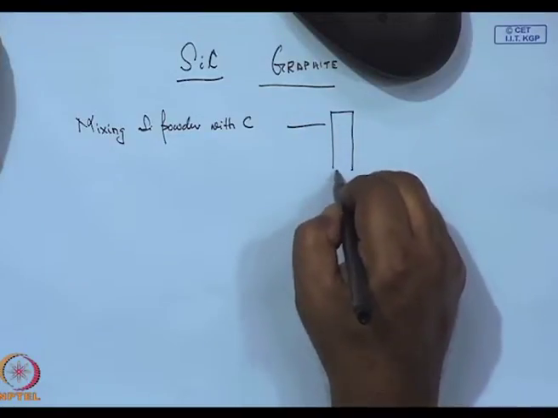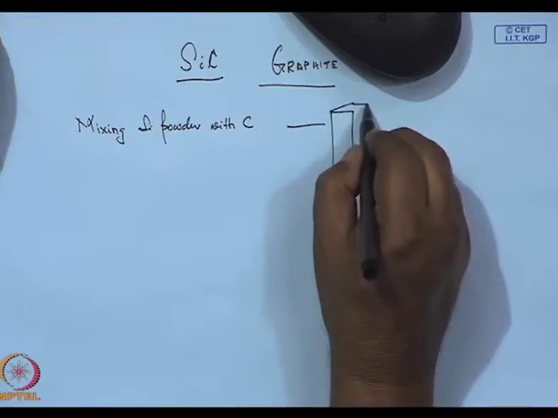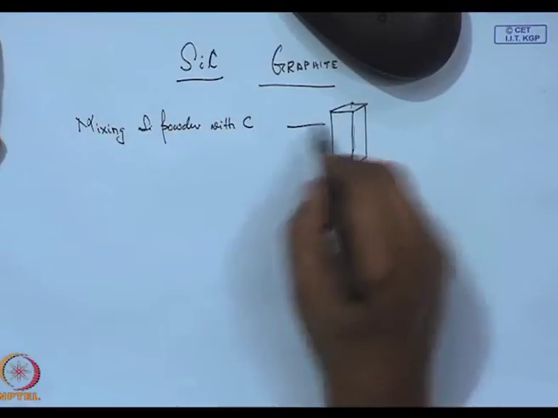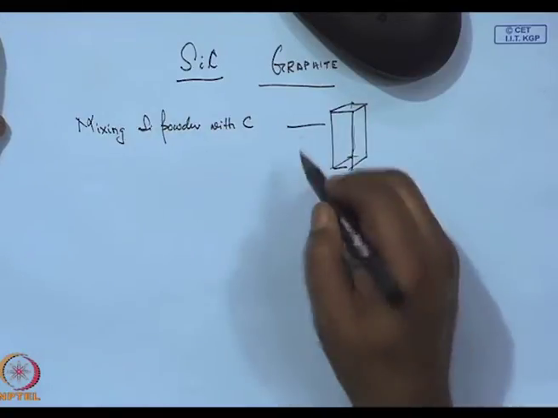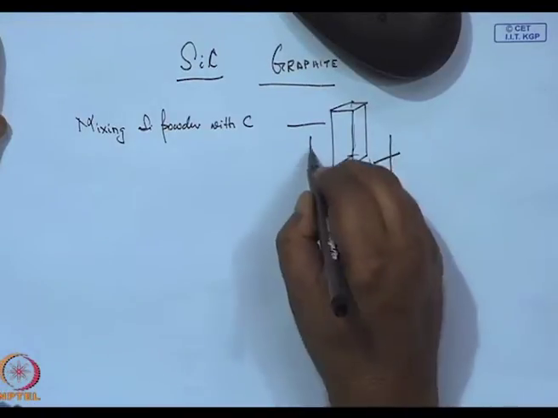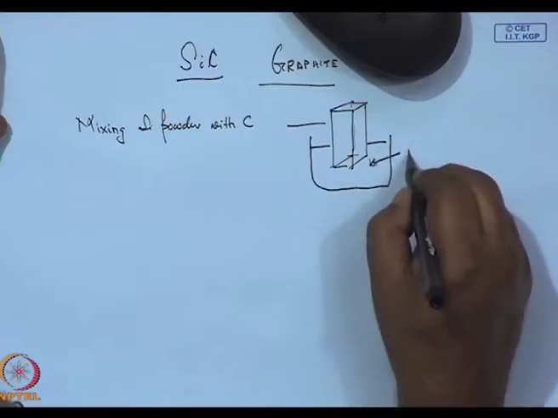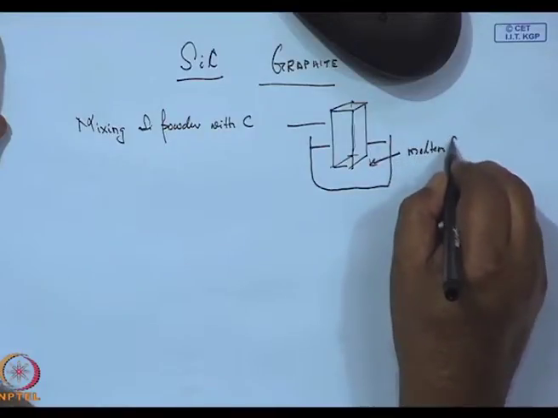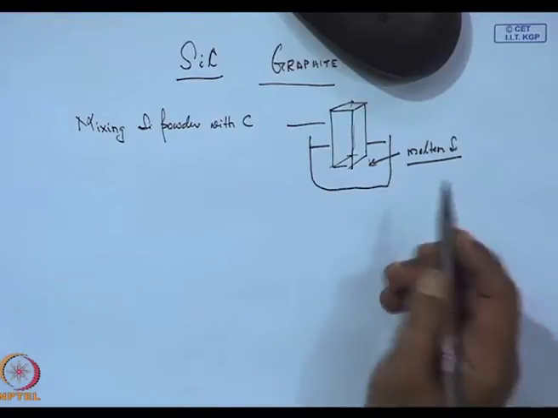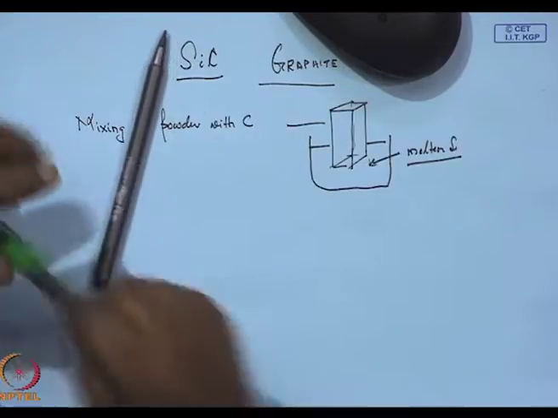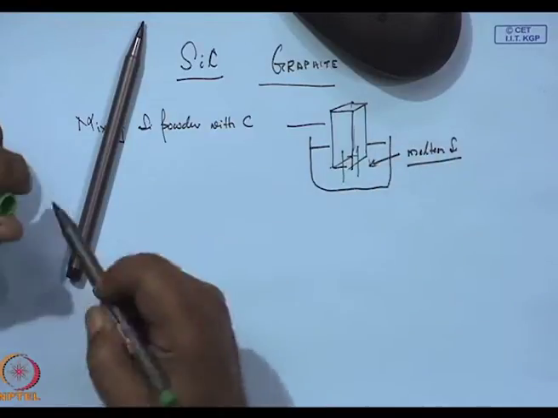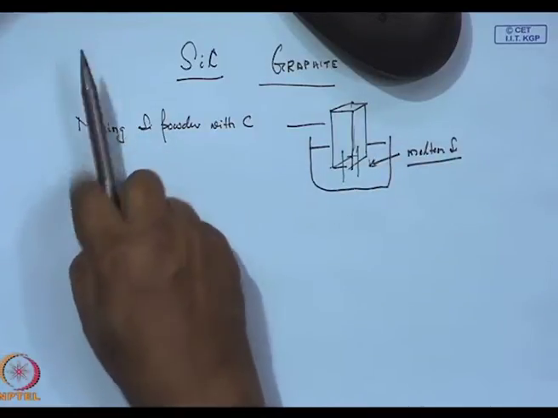Let us say for simplicity's sake, let me draw a rectangular shape. This has got silicon powder mixed with carbon, and then it is dipped into a molten silicon bath. This is molten silicon. The silicon, molten silicon seeps into this body, reacting with the carbon to give you the silicon carbide.